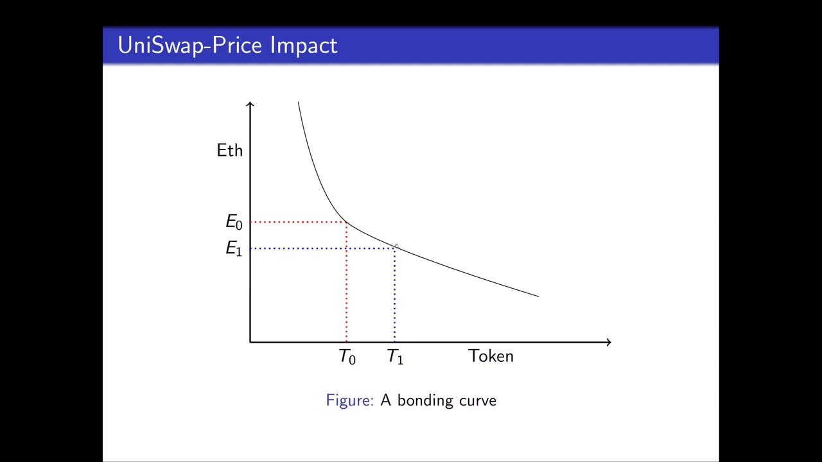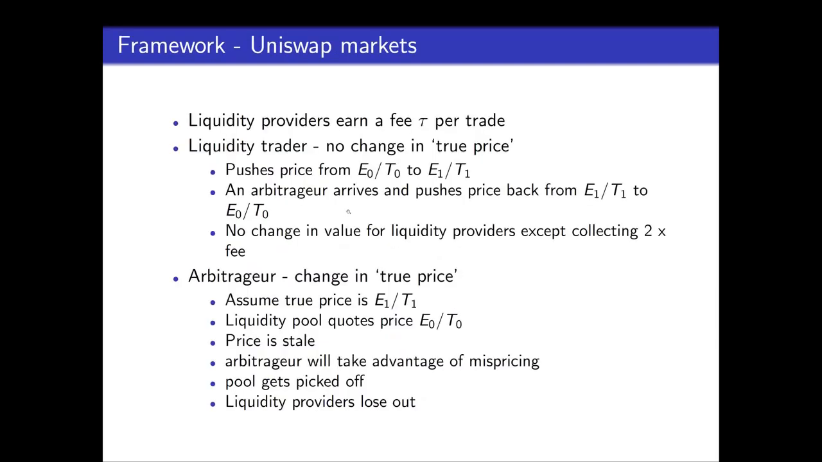And then the price that the contract quotes is actually not really reflective of the true value. So what happens is that an arbitrageur arrives and pushes the price right back to where it was. Since you always trade along this bonding curve, if you trade in this direction, somebody pushes the price in this direction and then it gets pushed back, you end up exactly where you started. So if a liquidity trader arrives, this is actually not a bad thing for the liquidity providers, because those people who provide the liquidity of the pool actually have no loss, but they collect 2 times the fee, which is a gain for them.